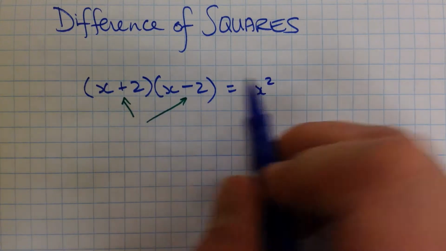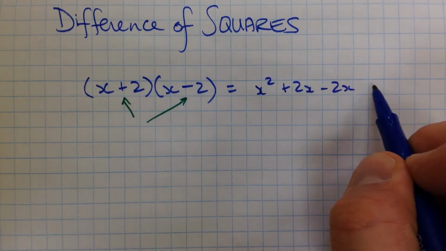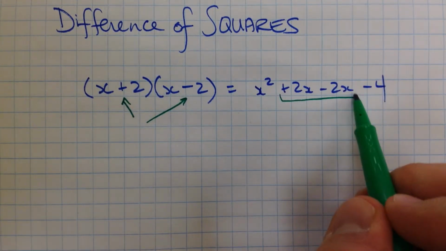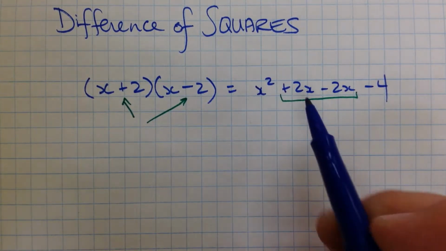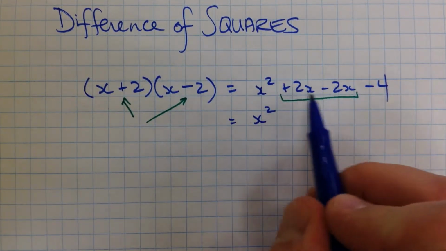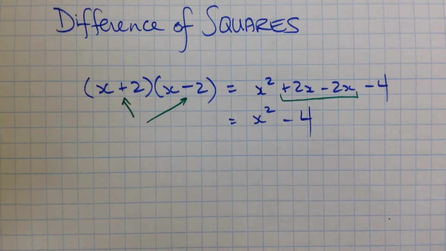X squared, we've got plus 2x, we've got minus 2x, and minus 4. And as usual, we notice what's happening in the middle. We've got two terms with an x value. Simplifying, we have x squared. Those are opposites, so they kind of cancel each other out, and we're left with x squared minus 4.